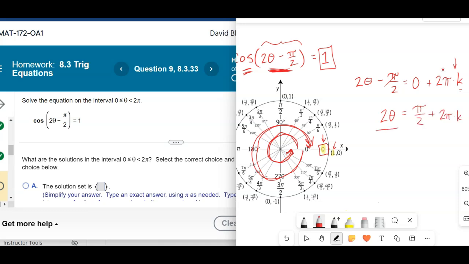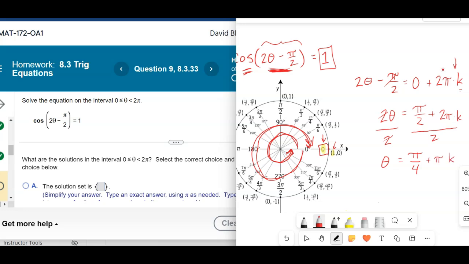But when I divide by 2 to get theta by itself, I do need to divide both of these pieces by 2. So theta, the number in front of it cancels away completely. That's what we're after, is isolating theta. Pi over 2 divided by 2 is pi over 4, and then 2 pi times k divided by 2, the 2's would cancel there as well, and just give me pi times k.